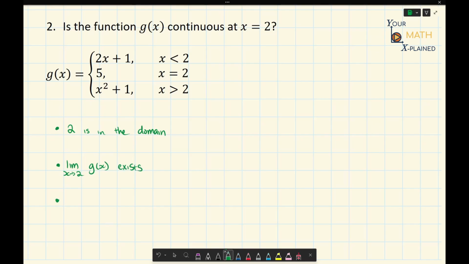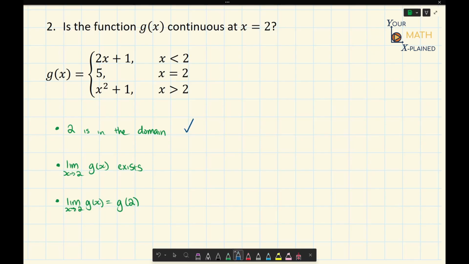And then the third and final condition is that not only does the limit have to exist, the limit as x approaches 2 must be equal to g of 2. So for our first condition, we can see that g of x is equal to 5 when x is equal to 2. So it is defined at x is equal to 2.